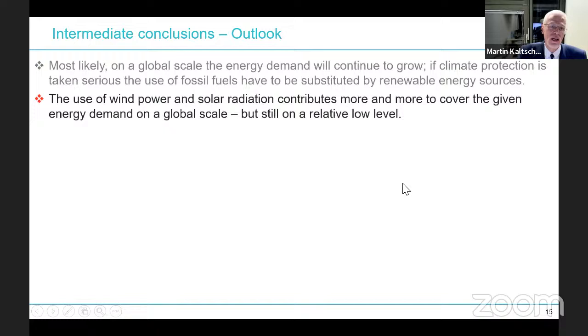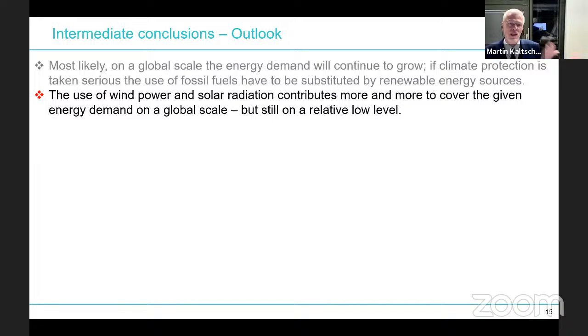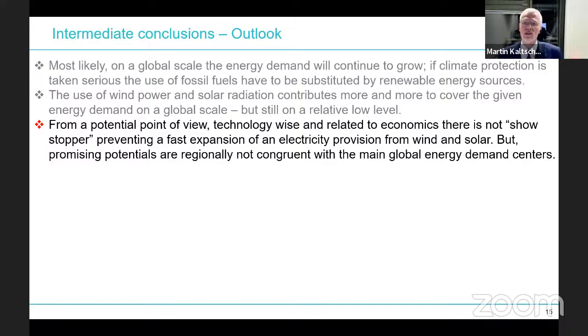The use of wind power and solar radiation contributes more and more to cover the given energy demand on a global scale. But still, as we have seen, on a relatively low level, because even when we sum up hydropower, wind, and solar, we are still only in the 1% share related to the overall energy consumption. From a potential point of view, technology-wise and related to economics, there is no showstopper preventing a fast expansion of electricity provision from wind and solar, but promising potentials, as we have seen, are regionally not congruent with the main global energy demand centers.